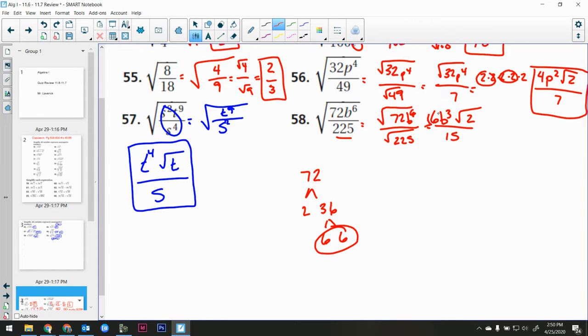Now look what I can do here. I've got a 6 and a 15 out front. 6 out and 15 out front reduces down. They both have a 3 in common. So 6/15 turns to be 2/5. Now, that's my final answer.